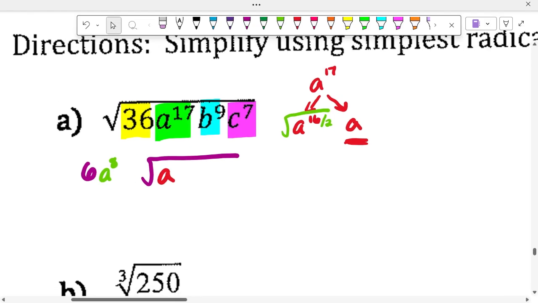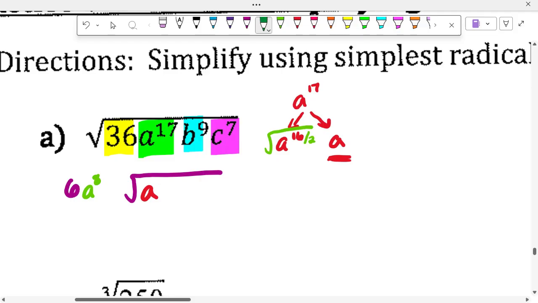We're going to do the same thing for b to the 9th and c to the 7th. For b to the 9th, what's the closest even exponent? 8. What do I have left over? B. So b goes under the radical. What's the square root of b to the 8th? B to the 4th. Just divide that exponent by 2.